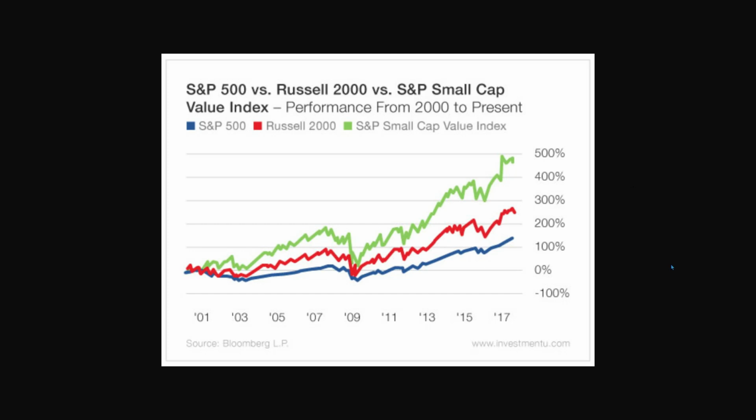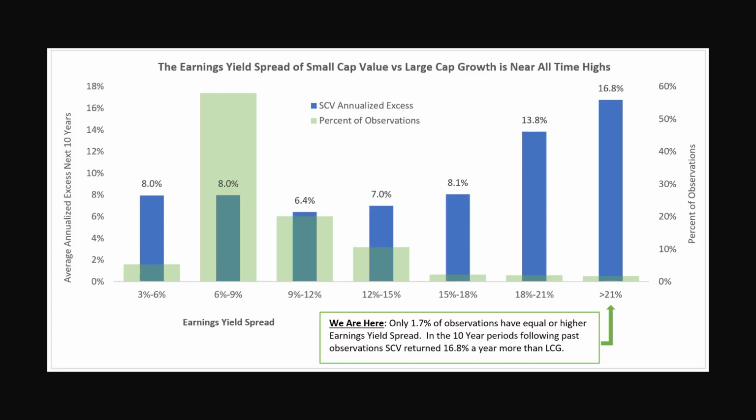And that's even been the case over the last 20 years, even though large caps have been on a historic long run since 2009, the low interest rate era. Small cap value, looking back 20 years, has still outperformed, and we could be setting up for even more outperformance than long-term historical norms, given the current setup and huge value gap between small cap value and large cap growth stocks looking back in history. When we reach this valuation gap in the earnings yield spread, in the following 10-year period, small cap value returned 16.8% a year more than large cap growth.